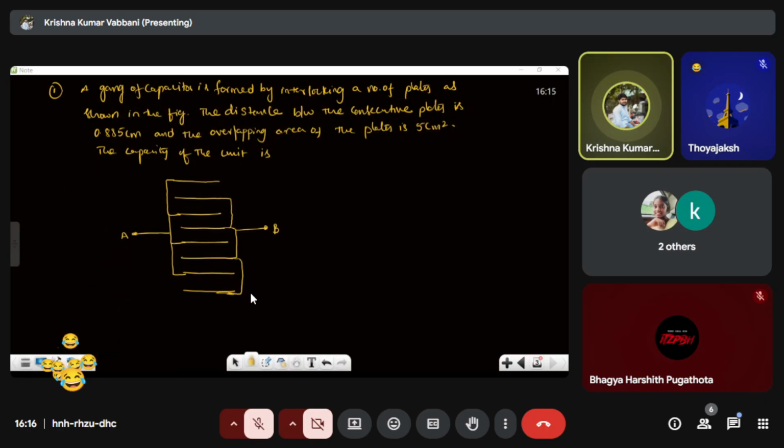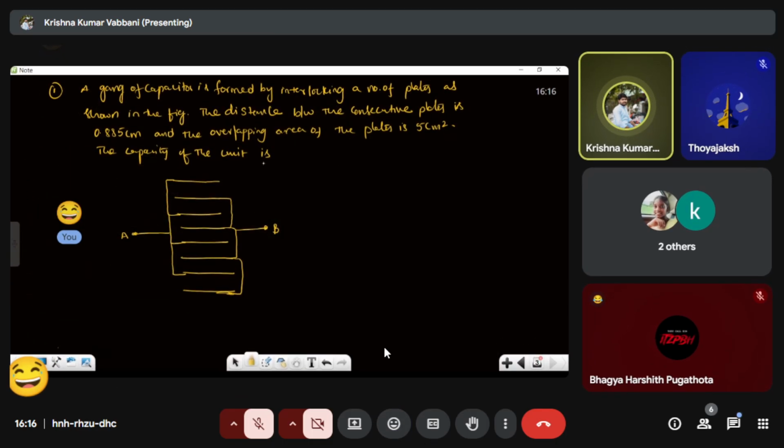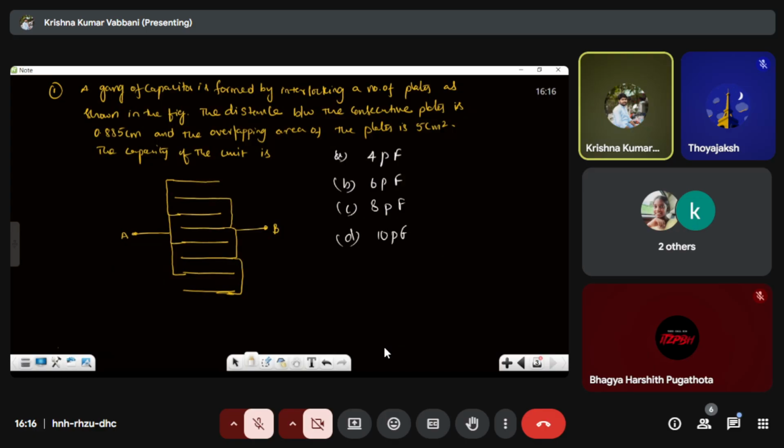All are parallel. Yes, Sunday. See, so this is one of the tricks. If Gandhi will join, I will accept. So this is one of the tricks: how to solve this kind of problem. Before solving the problem, we have to check whether all the plates are parallel. The options are A 4 pF, B 6 pF, C 8 pF, D 10 pF.